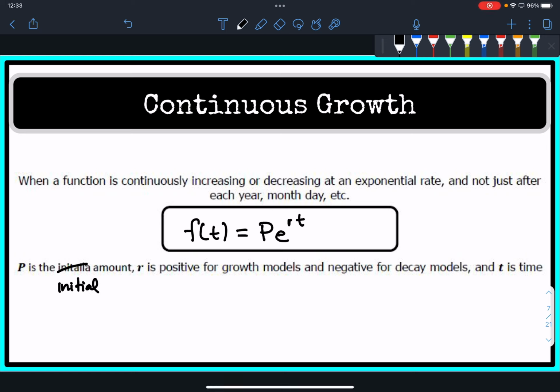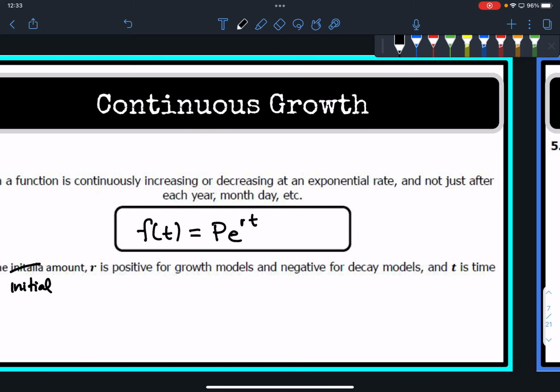R represents the rate of growth or decay, which will be positive if it's a positive rate of growth, and negative if it's a negative rate of growth or a decay. And t is going to be the time. And again, the time has to match up with the rate of increase or the rate of decrease. So if the rate of increase is in days, we want our time to also be measured in days. So let's look at some examples of this.